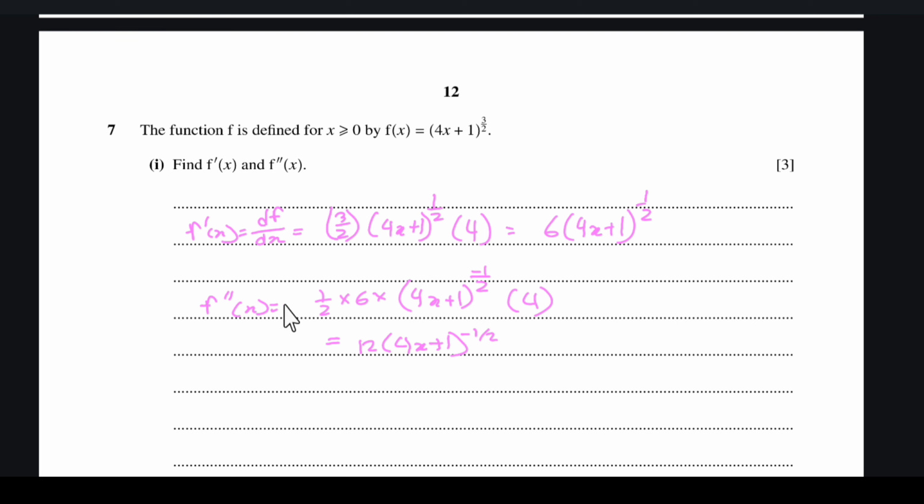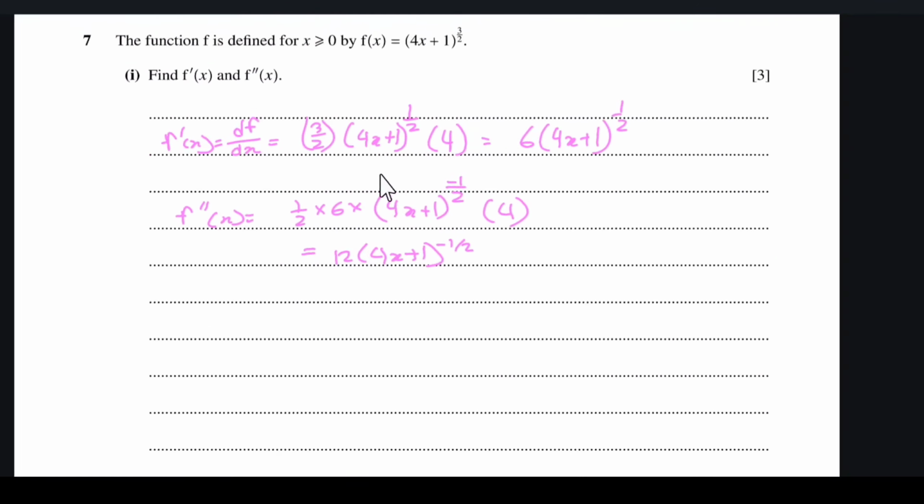Then f double prime of x would be, again differentiating this equation, we get f double prime of x. So this would be the answer.